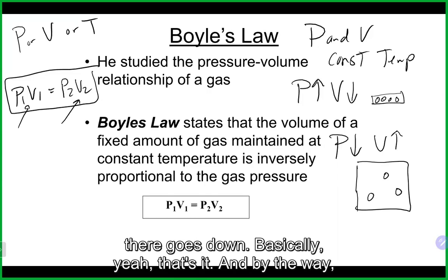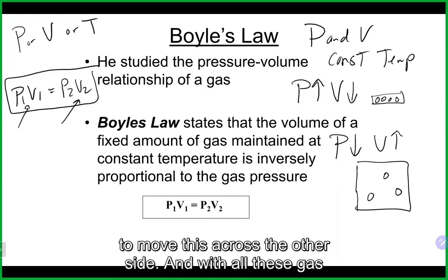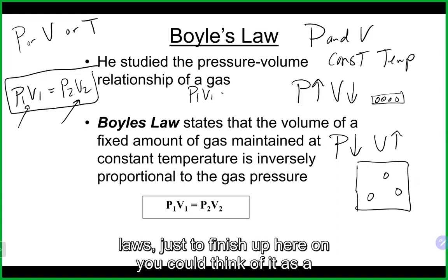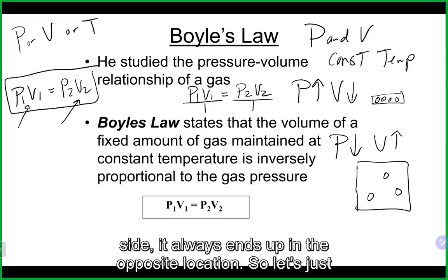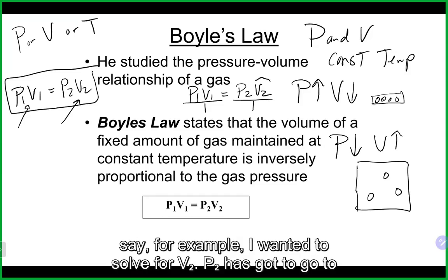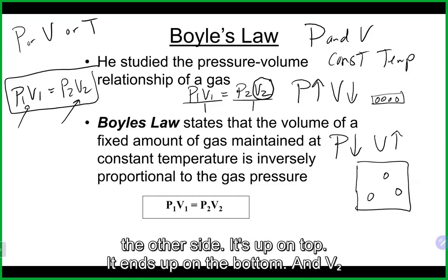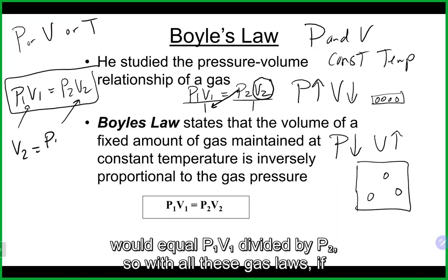By the way, to move this across to the other side, and with all these gas laws, you could think of it as a fraction. If you need to move something to the other side, it always ends up in the opposite location. So let's say, for example, I wanted to solve for V2. P2 has got to go to the other side. It's up on top, so it ends up on the bottom. And V2 would equal P1V1 divided by P2.